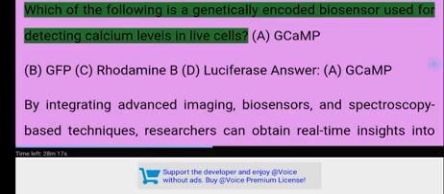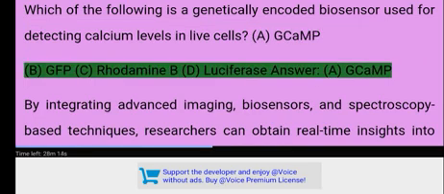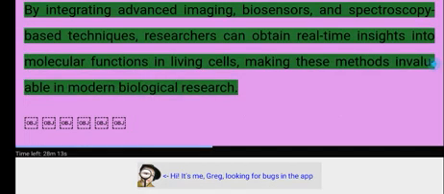CSIR NET 2017. Which of the following is a genetically encoded biosensor used for detecting calcium levels in live cells? A. GCaMP. B. GFP. C. Rhodamine. D. Luciferase. Answer: A. GCaMP. By integrating advanced imaging, biosensors, and spectroscopy-based techniques, researchers can obtain real-time insights into molecular functions in living cells, making these methods invaluable in modern biological research.